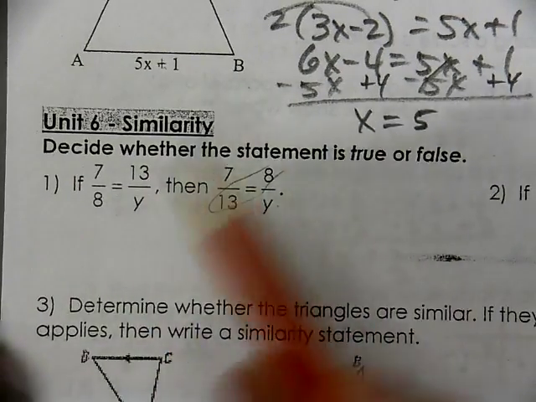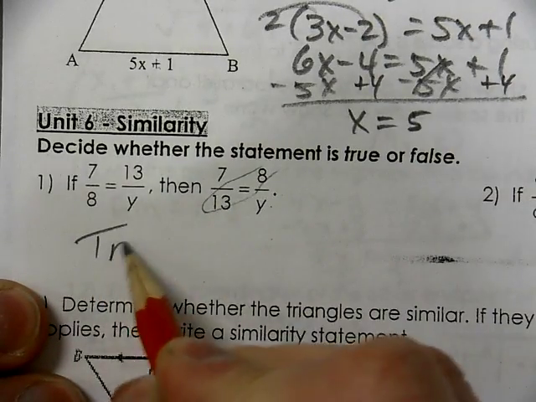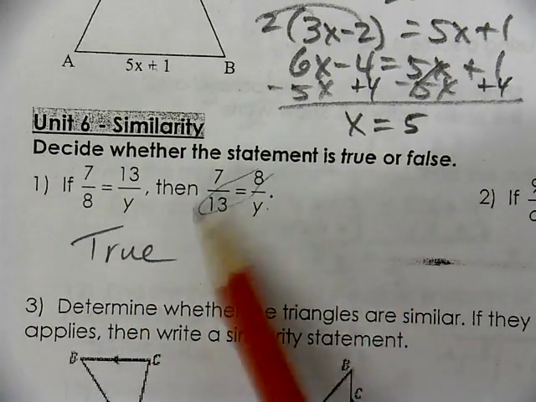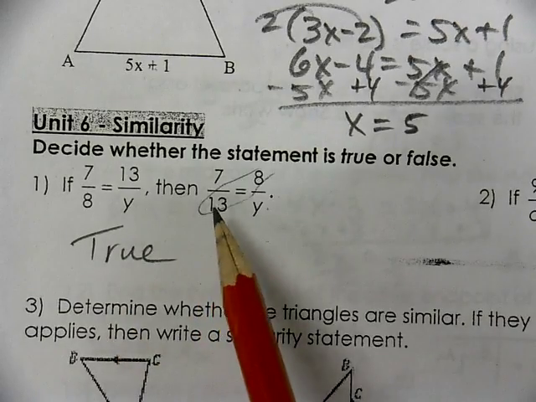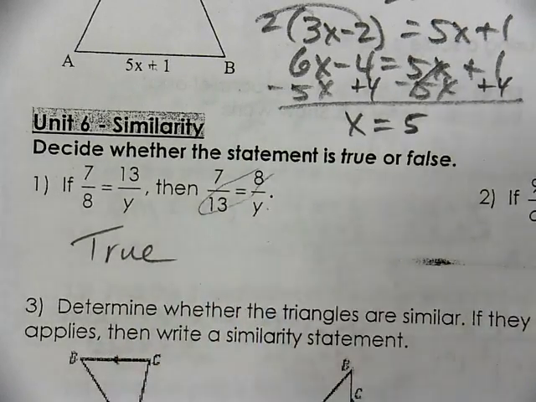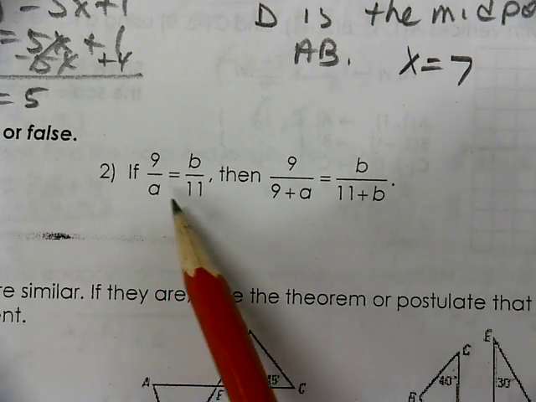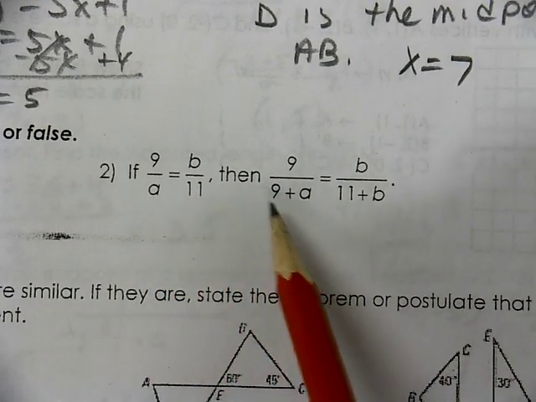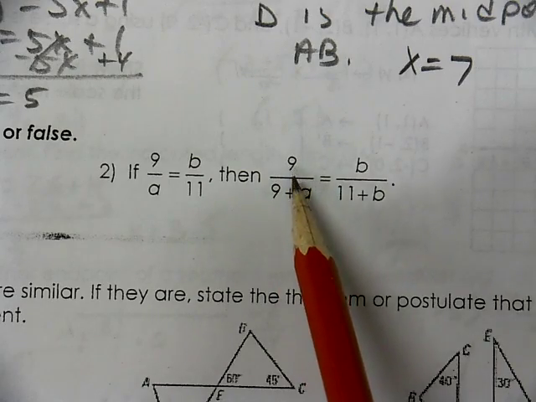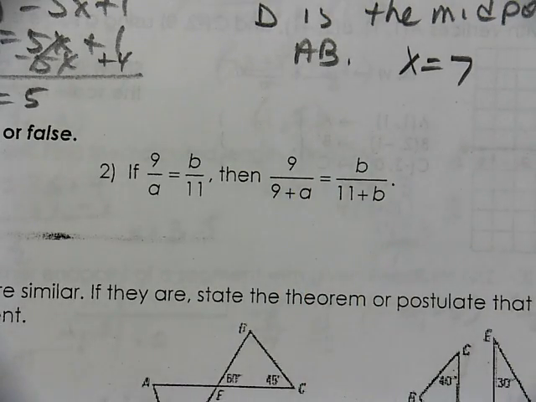So you're still multiplying 13 and 8, so this would be true. They would call that the means of the proportion. They switched the means. Here we're looking at taking the numerator and multiplying the denominator.